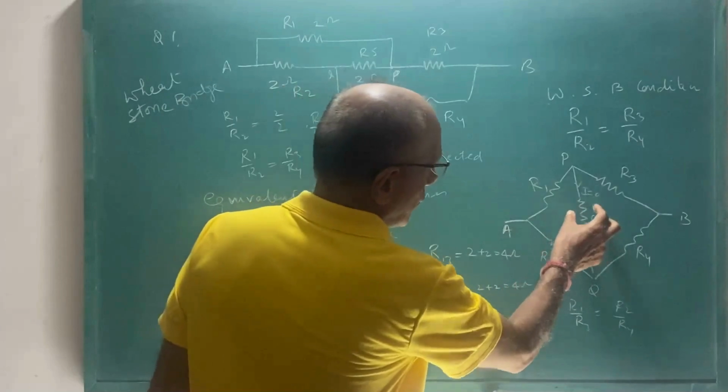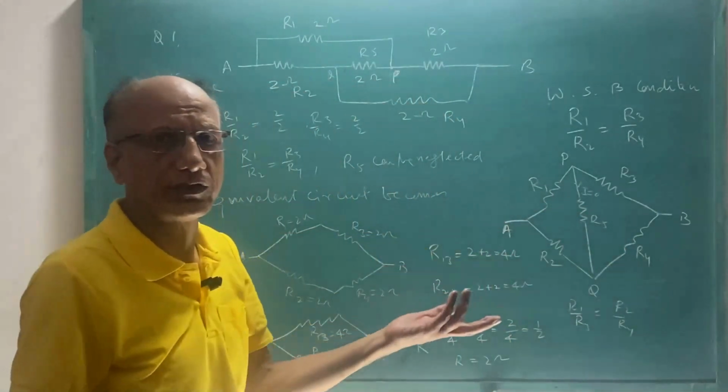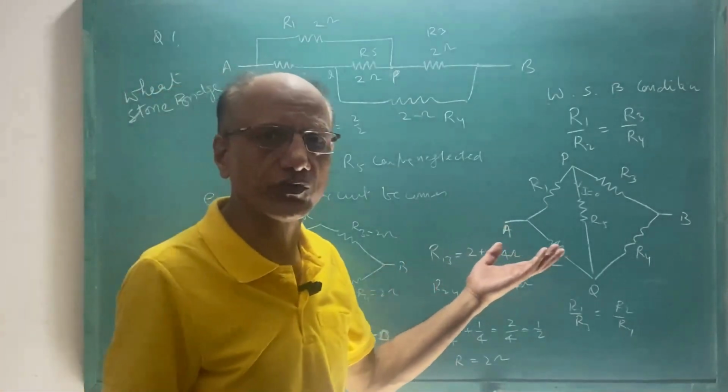So here no current is passing through this R5. So what is the use of connecting it? There is no use of connecting this circuit.